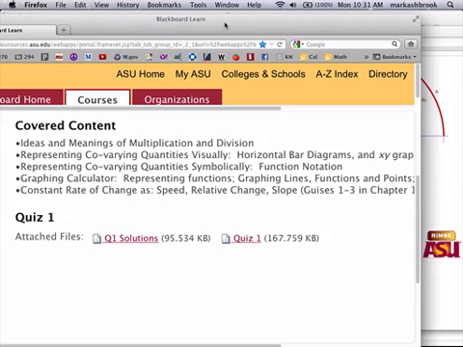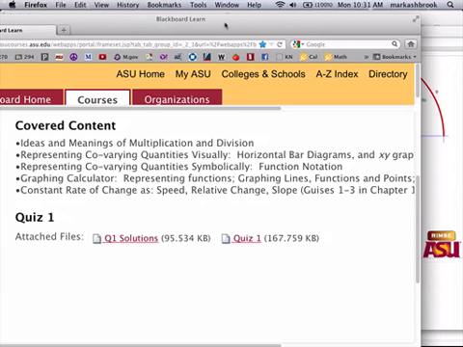So ideas and meanings of multiplication and division, representing covariant quantities visually with the horizontal bar diagrams, and then how we get an XY graph out of that. And then we move to representing these covariant quantities symbolically. So we've been working on the function notation. We started learning the basics of graphing calculator, including function notation, graphing lines, curves, points, sliders, all that stuff. And then we're going to get started on constant rate today and Wednesday. So that's the overall content of the exam.